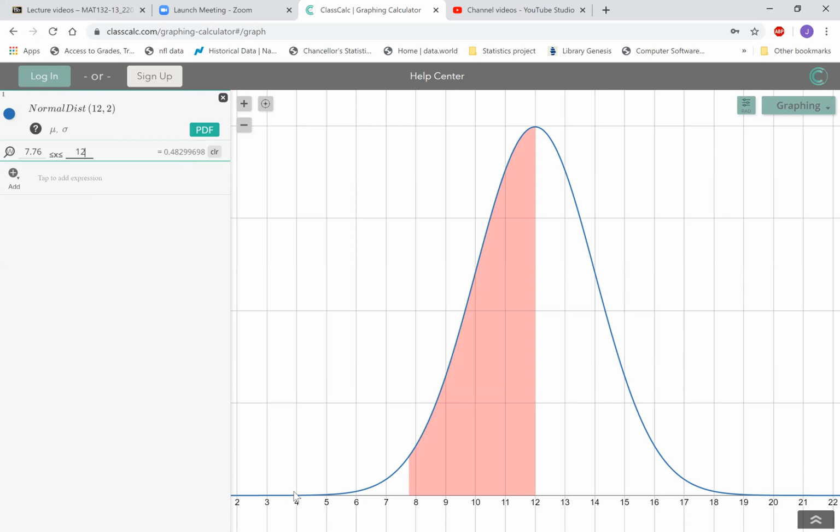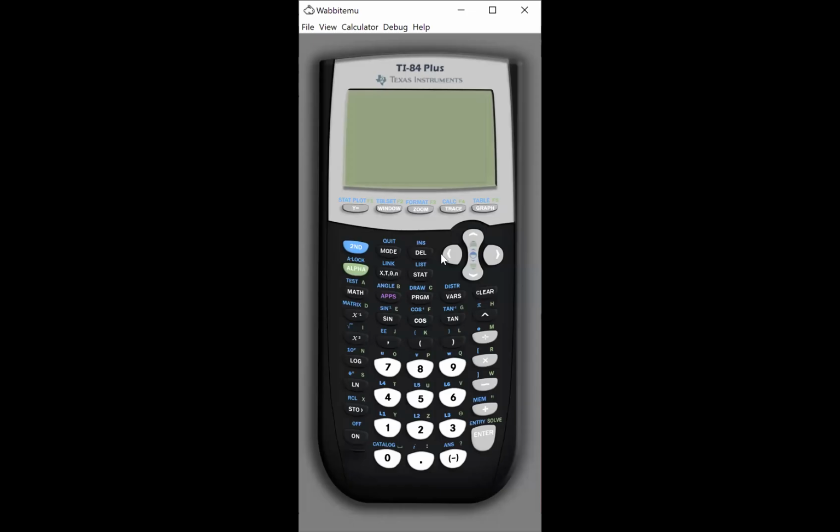All right, let me do it with the TI-84. On the TI-84, you press second, vars, and you go right here where it says normal CDF. For my lower bound, we put 7.76. For my upper bound, we put 12. For my mean, we put 12. For standard deviation, we put 2.